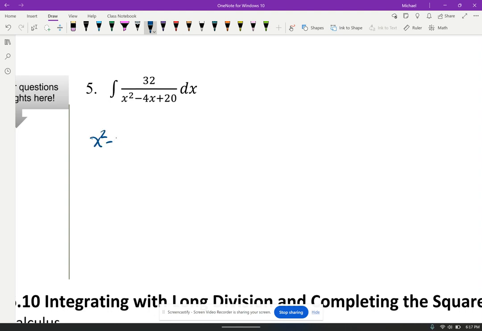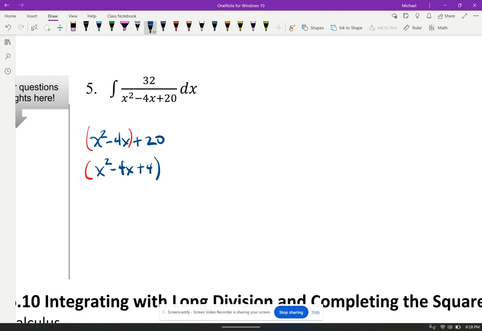So x squared minus 4x plus 20. I'm going to group the first two terms. It's a positive x squared, so I can continue going. I'm going to take the middle coefficient, that would be the negative 4, and cut it in half, so divide it by 2, and then square it. So if I take negative 4 and divide it in half, that'd be negative 2, and then square it, that'd be positive 4. So I'm going to add 4.